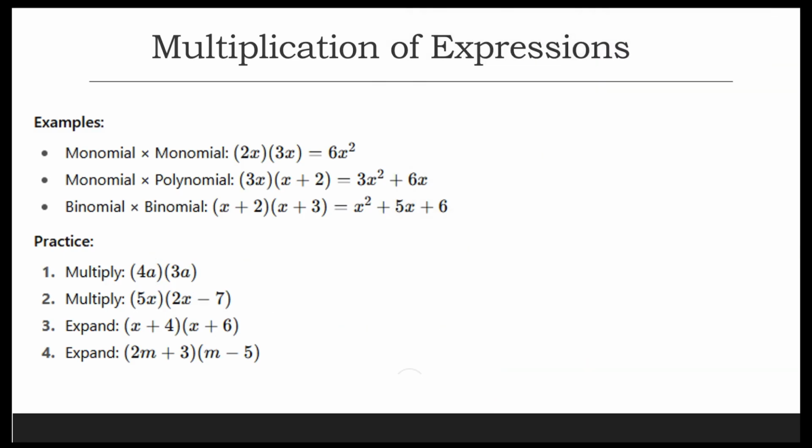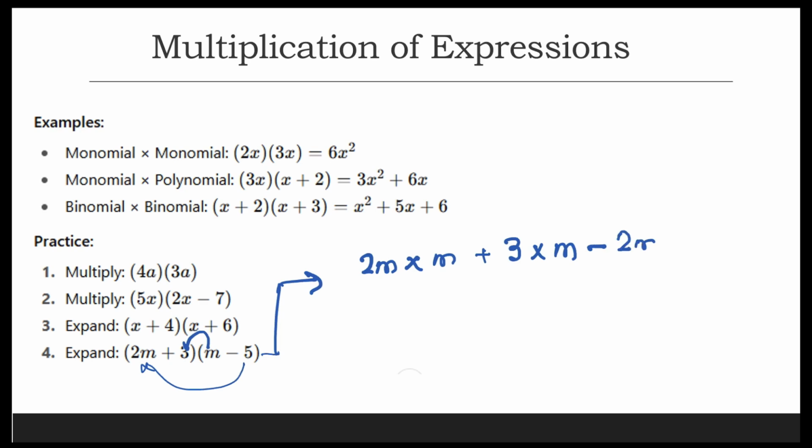With that, let's move to the last one. Again, the same thing, nothing new. 2m into m plus 3 into m, so these two. Now minus 5 into 2m, minus 2m into 5, minus 3 into 5, plus into minus. This plus into minus is always minus, right? So that's the reason when we multiply anything by minus 5, it will become minus.